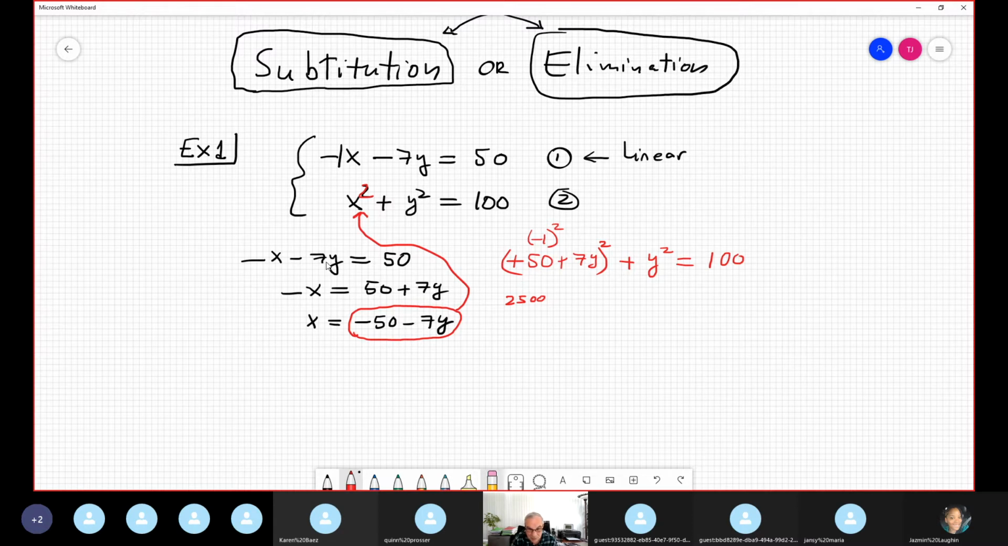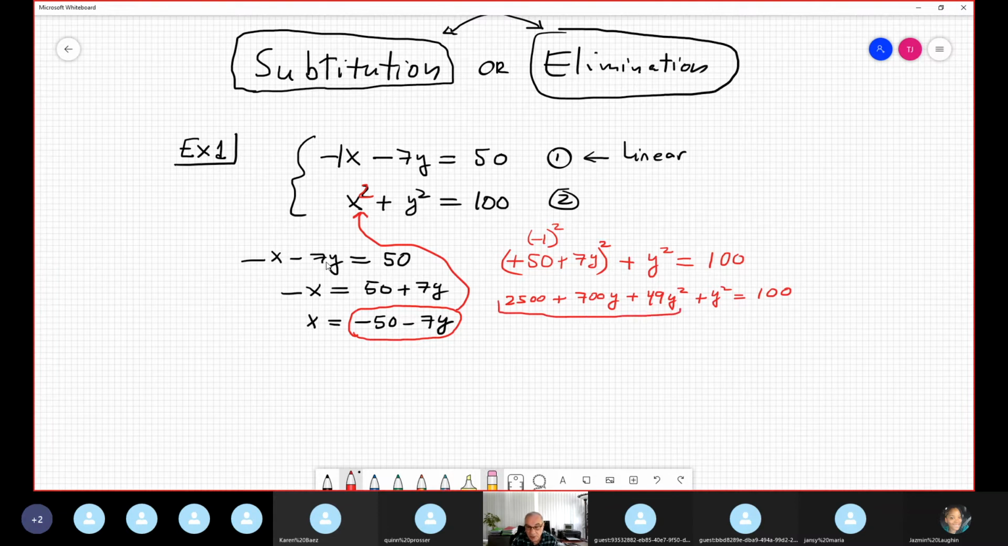And you square the first, plus multiplication of both and multiplication by 2: 50 times 7 times 2 is 700y, plus square the second: 7 squared is 49y squared, plus y squared equal 100. Do you understand this algebra?